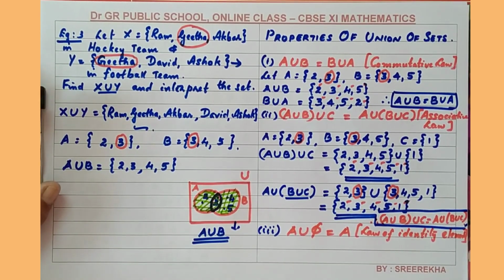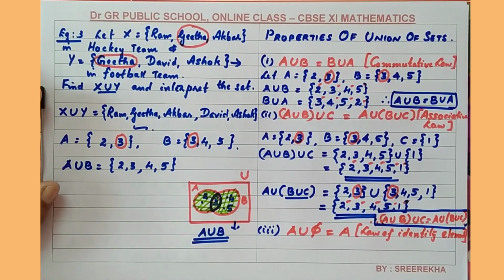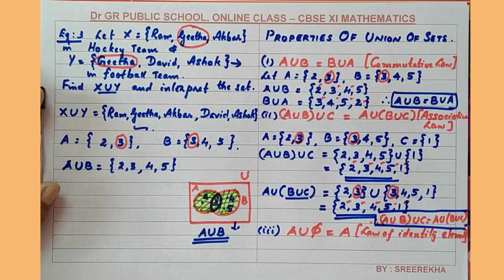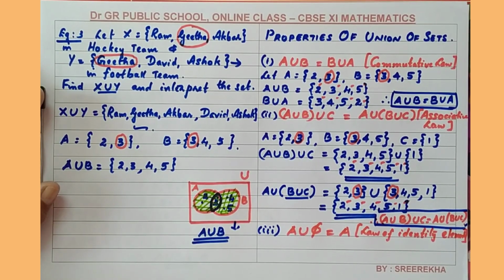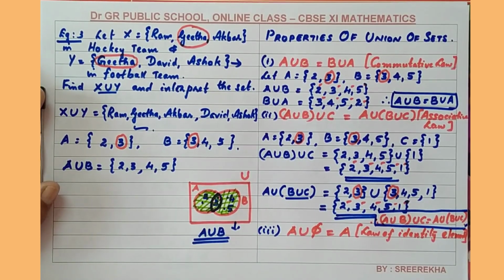Which is the identity element here? Can you say? You studied in the case of numbers, 1 plus 0 equals 1. There 0 is the identity element. In the same way, the null set is the identity element here. Okay, we can check whether it is true or not.